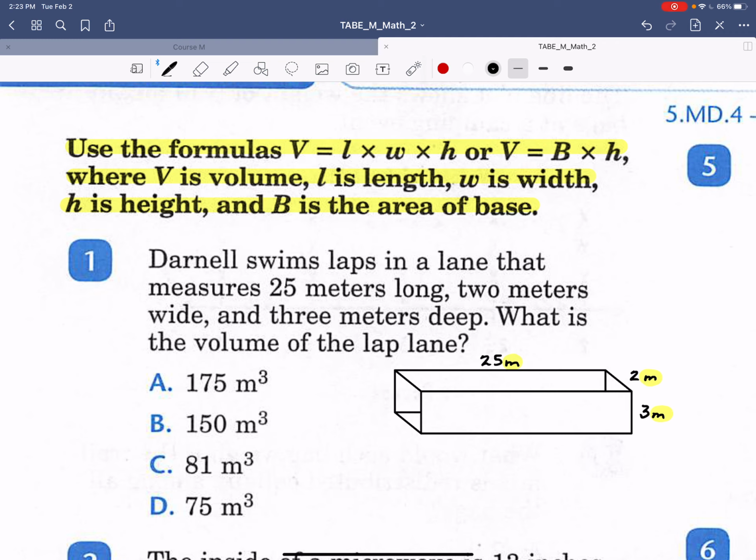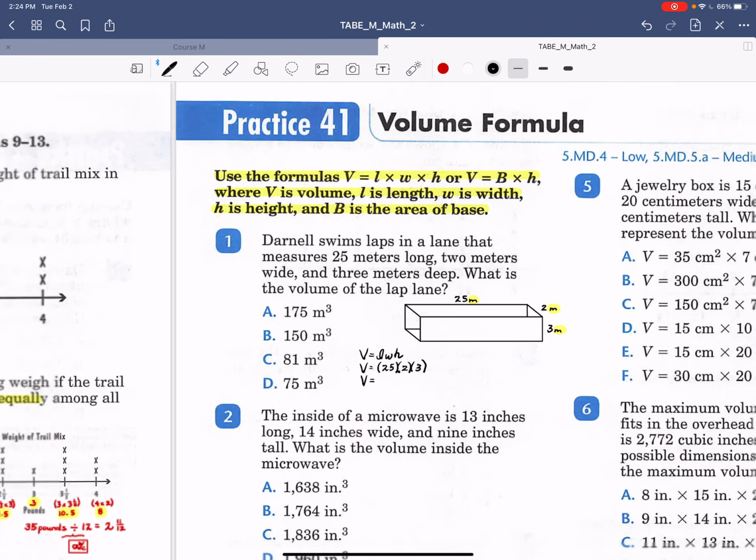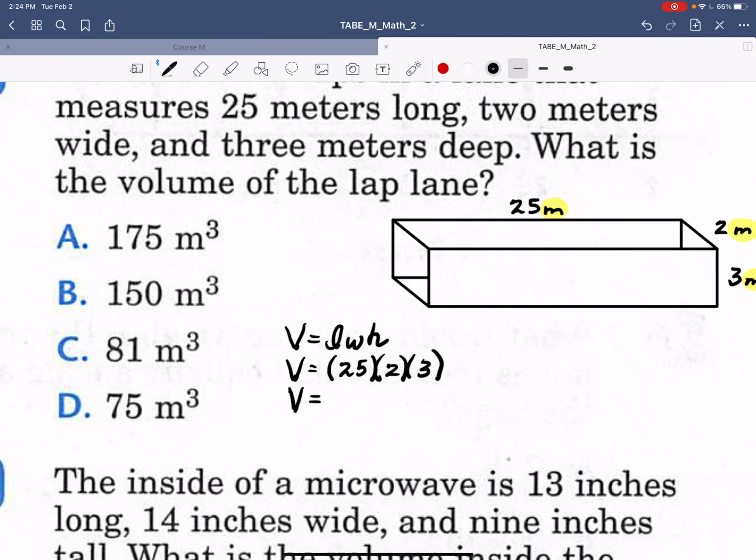And the formula that we need is volume equals length times width times height. So volume equals 25 times 2 times 3. And use your calculator. Yes, you can use a calculator here. So 25 times 2, that's 50, times 3 is 150. And that is meters cubic because we're doing volume. So the answer to number 1 is B.